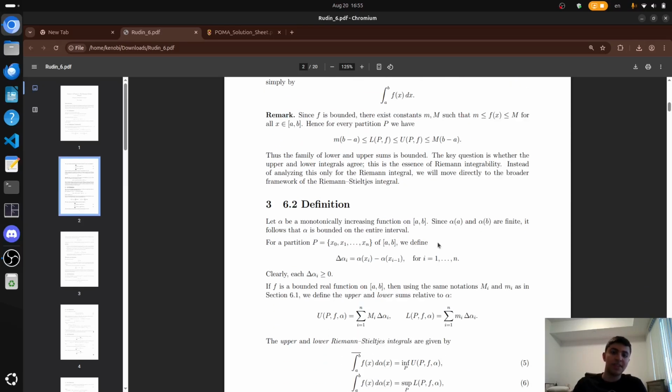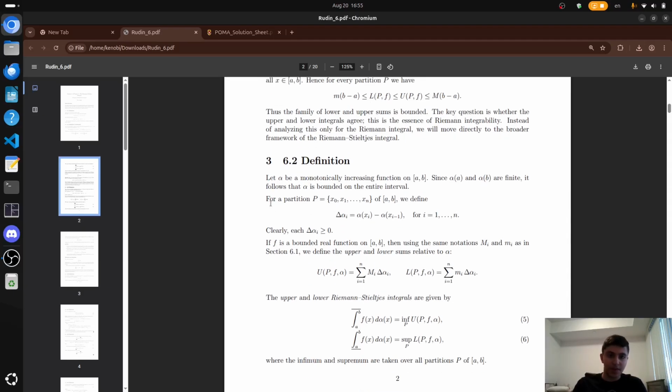Now we have the following definition. We're talking about the Riemann-Stieltjes integral. For a partition P = {x_0, ..., x_n} of [a, b], we define Δα_i = α(x_i) − α(x_{i−1}), where α is a monotonically increasing function. Basically, that's the definition.